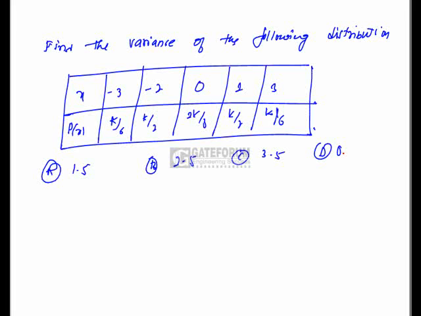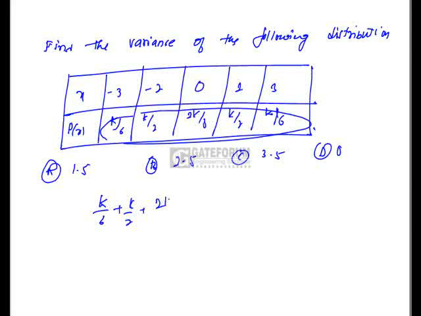We have to find the variance of the distribution. In order to find the variance, first we have to find the value of k, and also we know that the maximum probability is 1. So the probable values are given in the table. The sum of these values must be 1, so plus k by 2 plus k by 6 must be equal to 1. If I simplify, then the value of k will be 1.